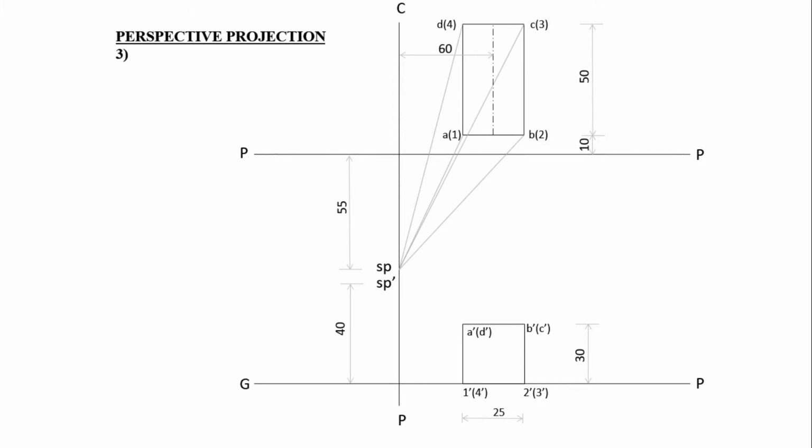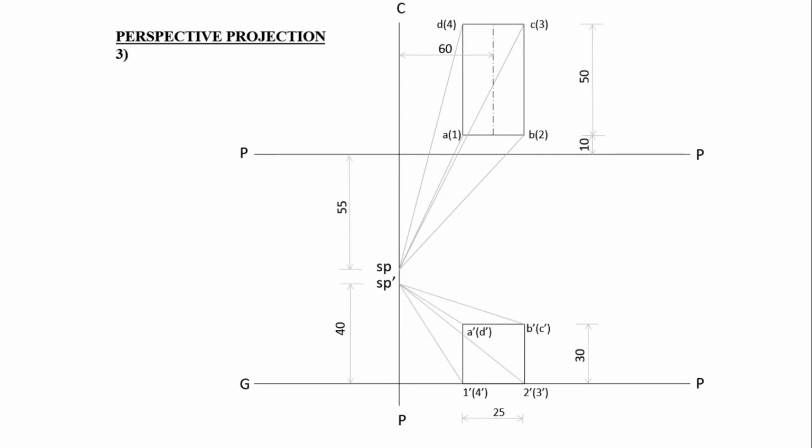Now we draw the visual rays in the top view. In the top view, all the visual rays starting from the station point to all the four corners of the object are drawn. So 4 lines will be there, 4 lines joining the 4 corners of the object in the top view and the station point are drawn.